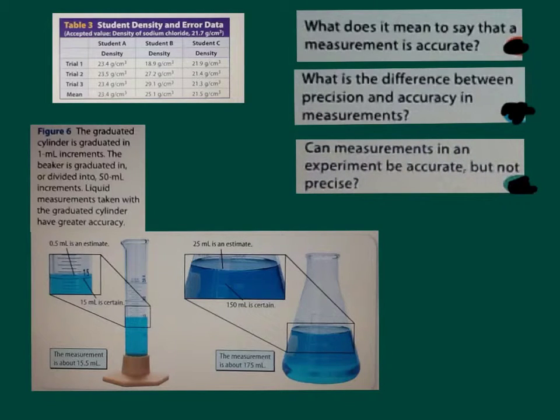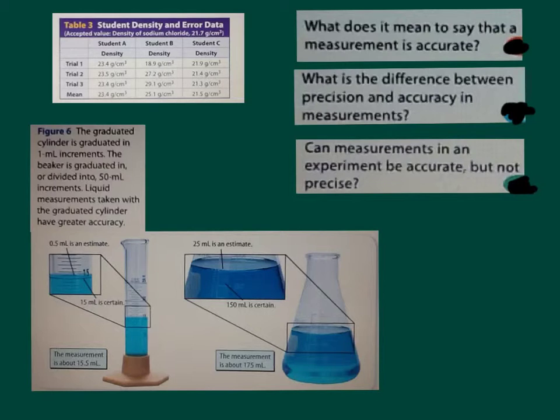Can measurements in an experiment be accurate but not precise? Those 3 questions I want you to write down in your science journal, and I want you to answer them from the information we just talked about. Okay? If you need to, pause it. Pause this information and write it down and then answer the question. Or if you have to, go back and listen to what we talked about and then write your answer. Okay?